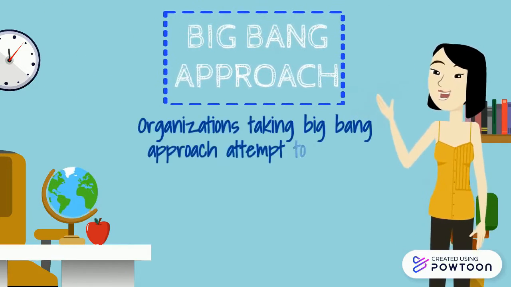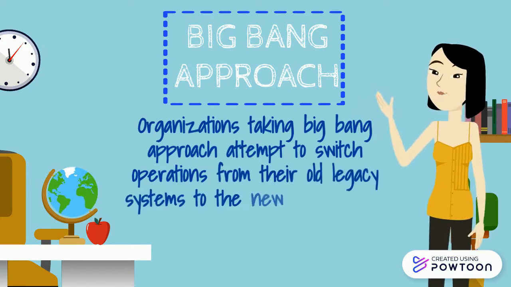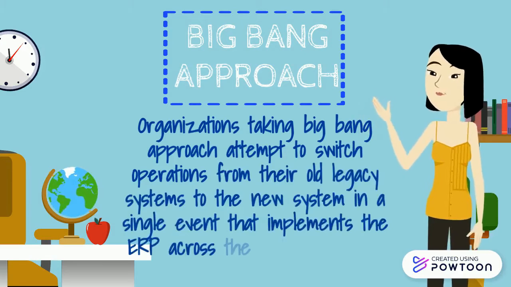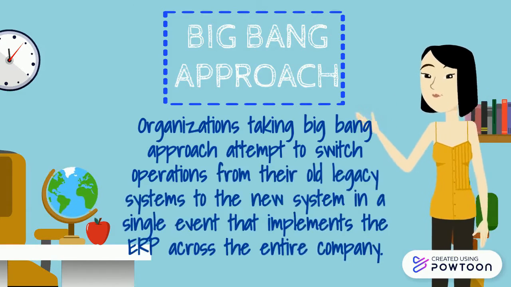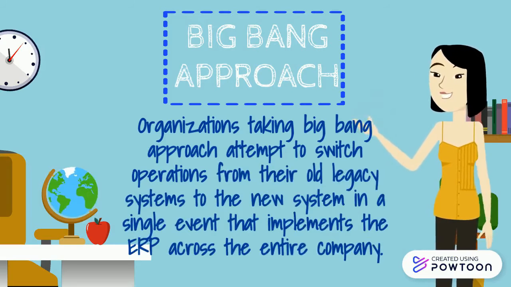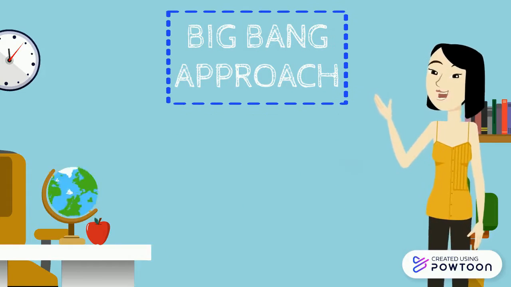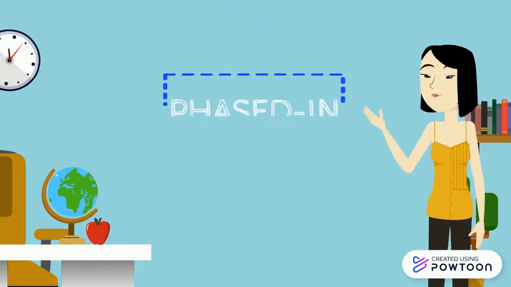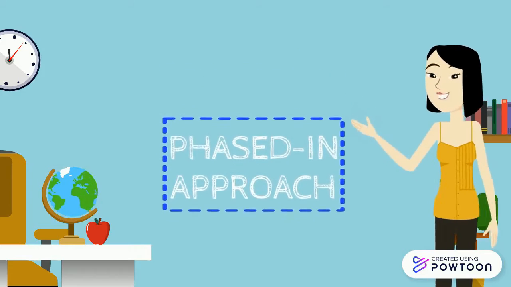Organizations taking the Big Bang approach attempt to switch operations from their old legacy systems to the new system in a single event that implements the ERP across the entire company. Because of the disruptions associated with the Big Bang, the phased-in approach has emerged.